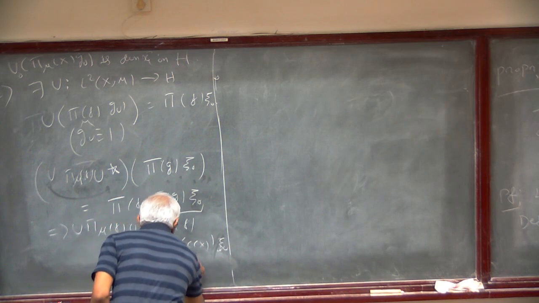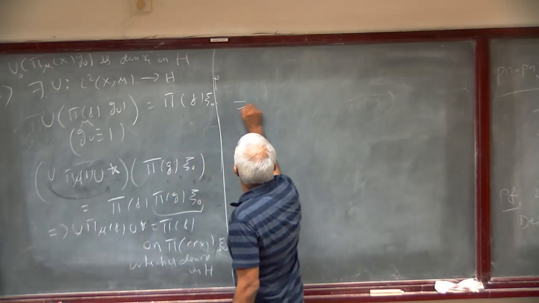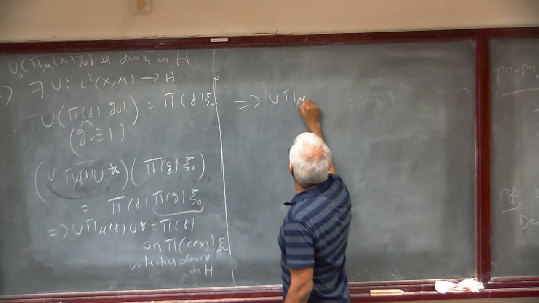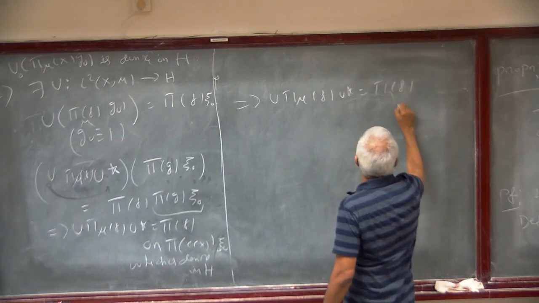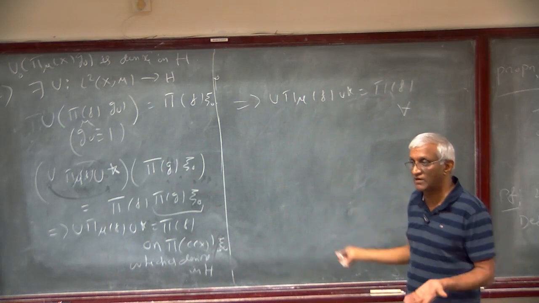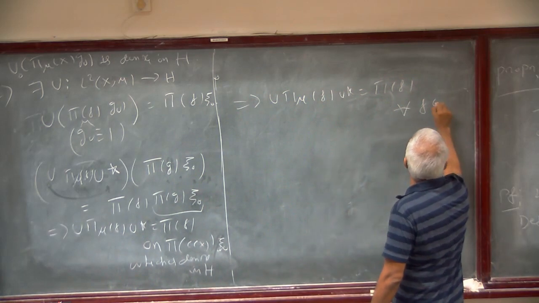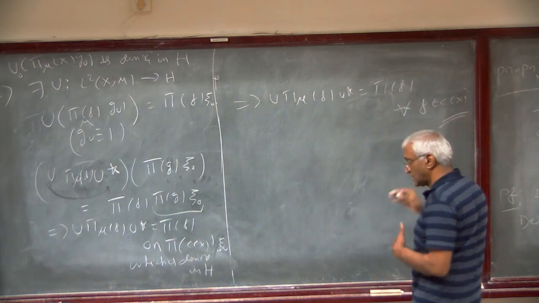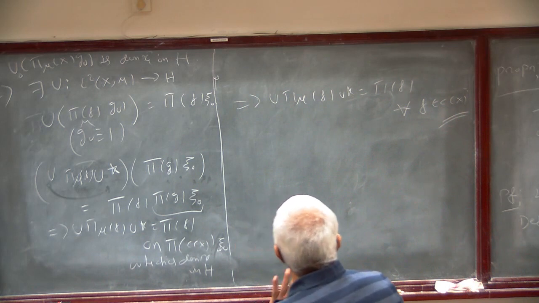Which is dense in H. So this implies u of pi mu of f u star equals pi of f for all f, because as operators they coincide on a dense subspace, so they have to be equal. They are continuous, so they have to be equal for all f and c. We have to actually go through all these arguments. So that is how we got the u.